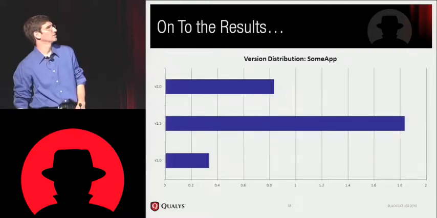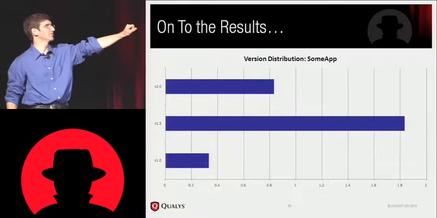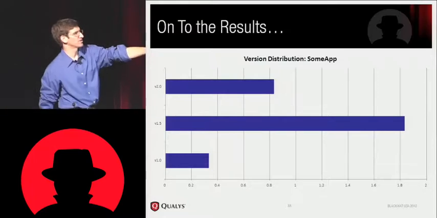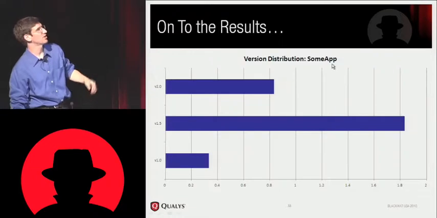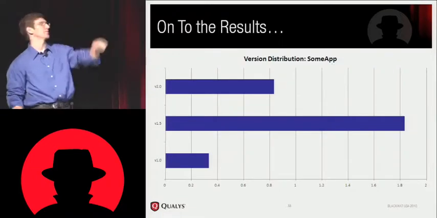Okay. So quick word on these pictures you're going to see. You notice that there is, at the top, 0.8 of a host. So these are version distributions of some app that I'm going to talk about.